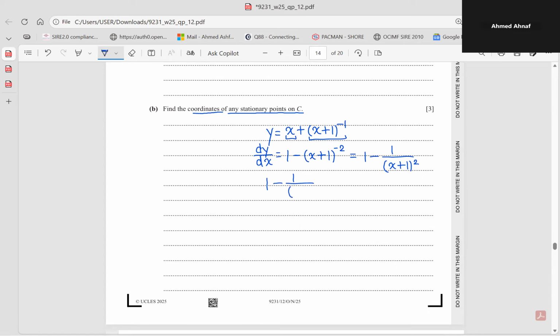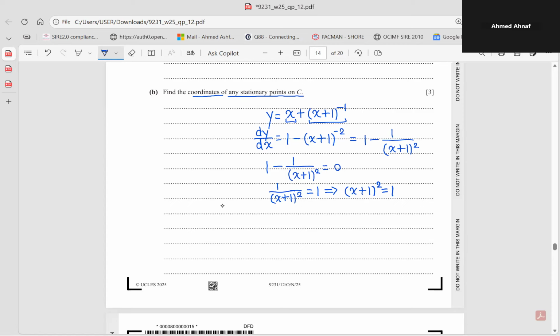So equate dy/dx to 0. So this is 1 over (x plus 1) squared equals 1. And this is (x plus 1) squared equals 1. Then you would get x plus 1 equals 1 and x plus 1 equals negative 1. So this is going to be x equals 0 and x equals negative 2.